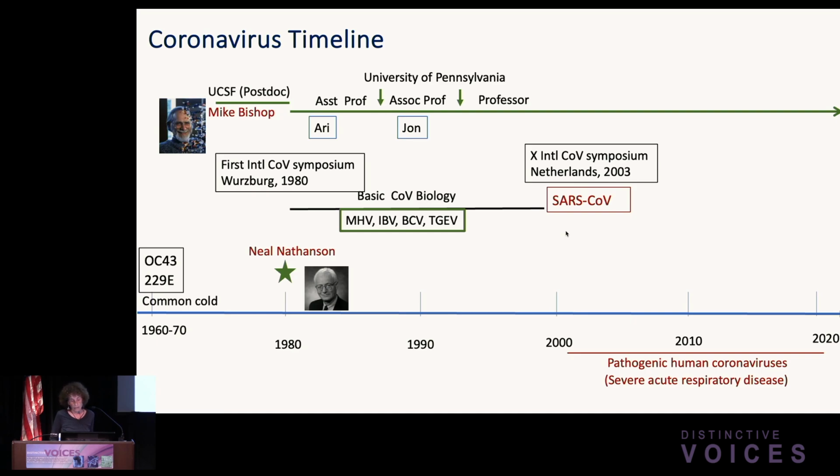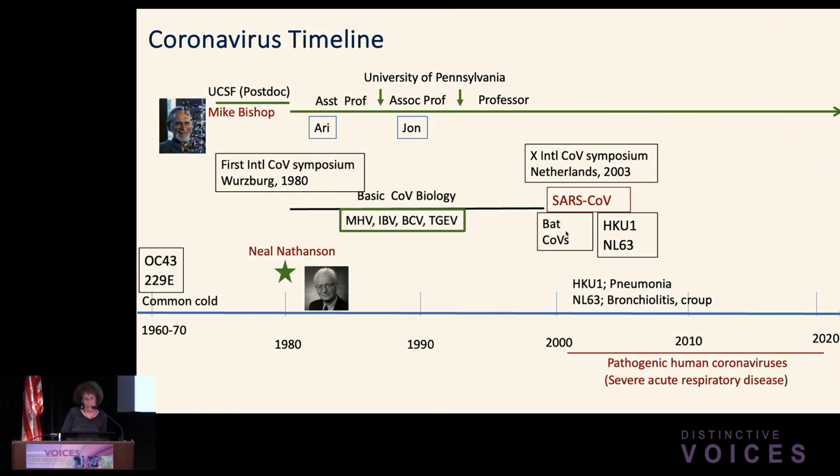SARS caused severe acute respiratory disease. In the wake of the SARS epidemic, we learned that bats carried coronaviruses and many other viruses as well. People started looking for other human coronaviruses, and only two were identified. HKU1 and NL63 were also considered more upper respiratory, although they did sometimes cause more severe diseases, but generally not very severe and not lethal, so different from SARS.